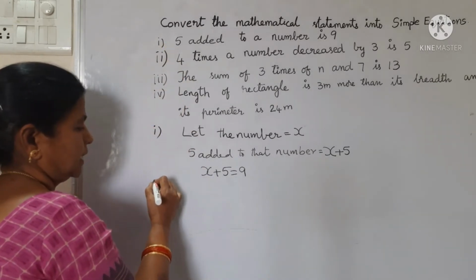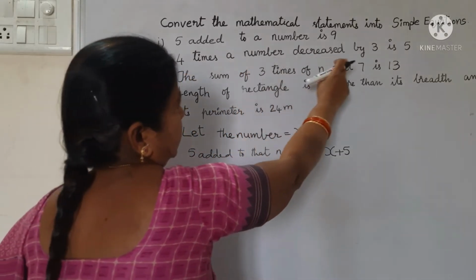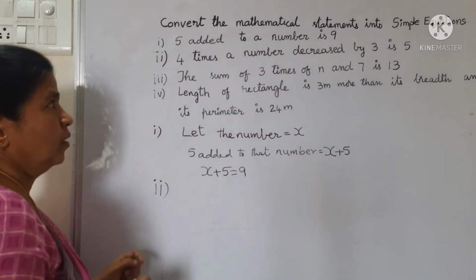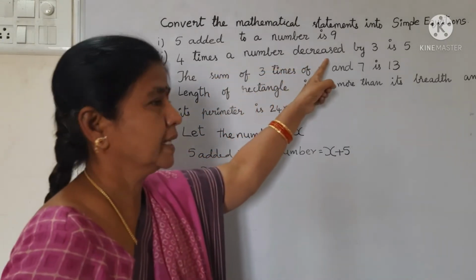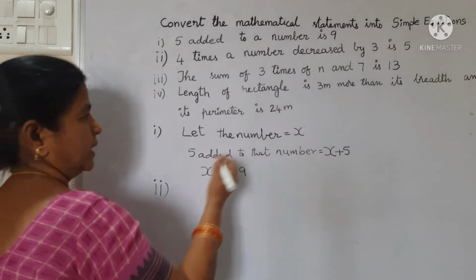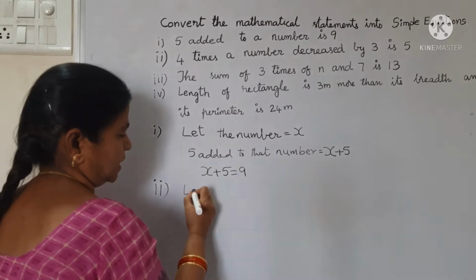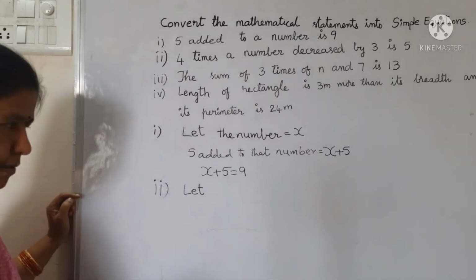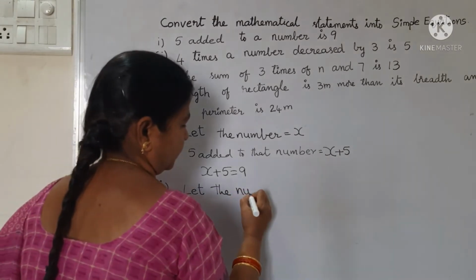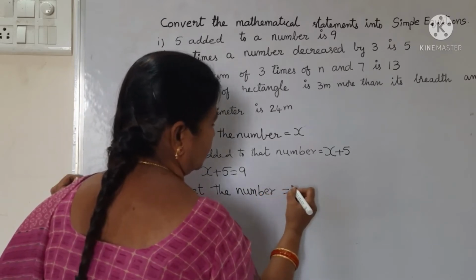Now let us solve the second one. What is the second one? 4 times a number decreased by 3 is 5. Here 2 steps are given: 4 times a number, and it is decreased by 3. Then we get 5. In the same manner, let us assume that the number is x. X, y, whatever we want, we can take. Okay, let us assume the number is y.